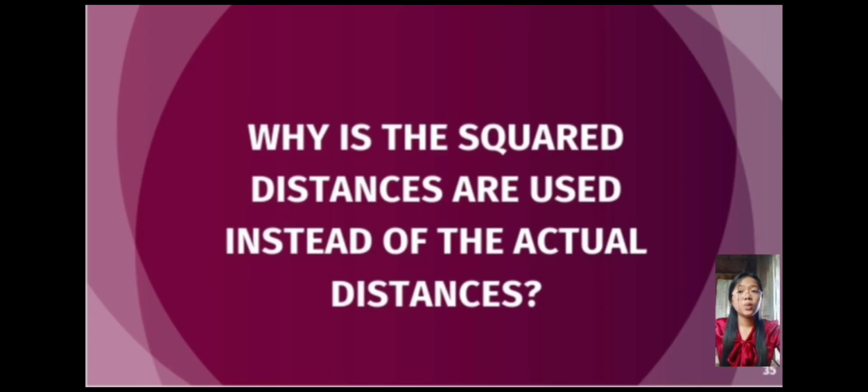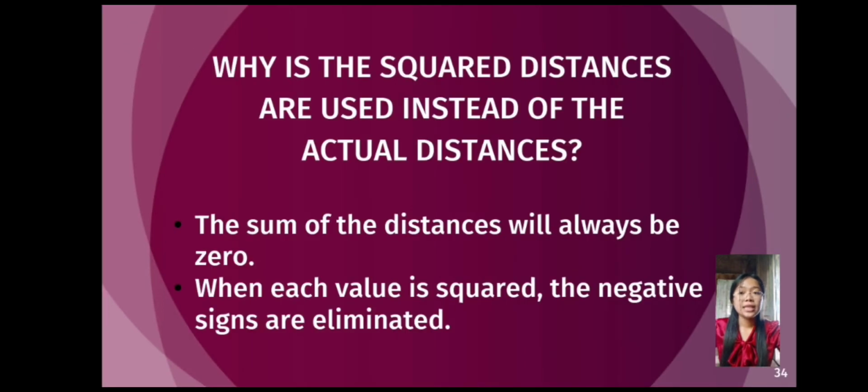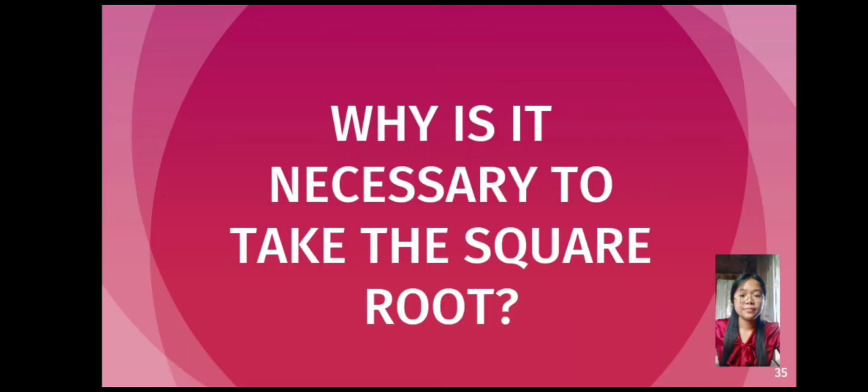Maybe you're wondering why squared distances are used instead of the actual distances. To answer that, it is because the sum of the distances will always be 0. You can verify this in this specific case by adding the values in column B of the table shown before. And when each value found in column B is squared, the negative signs are eliminated.